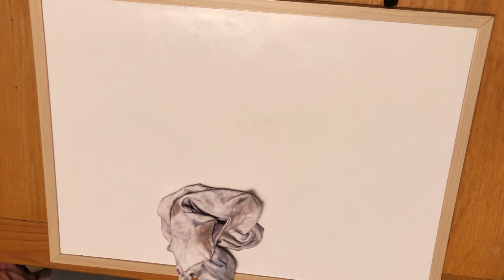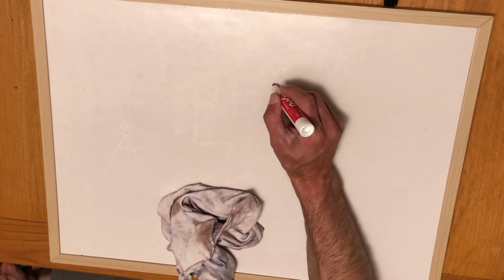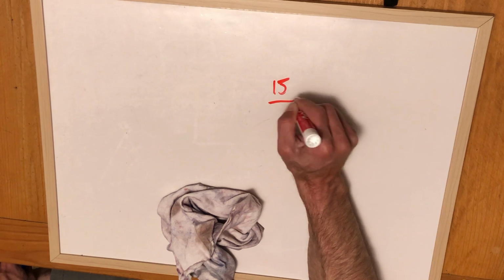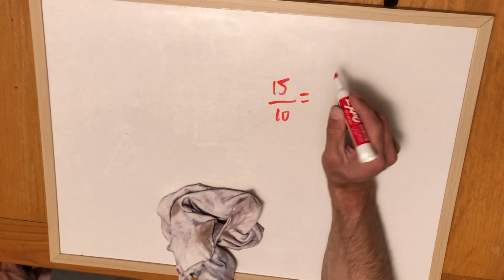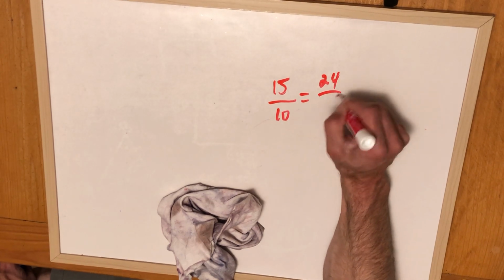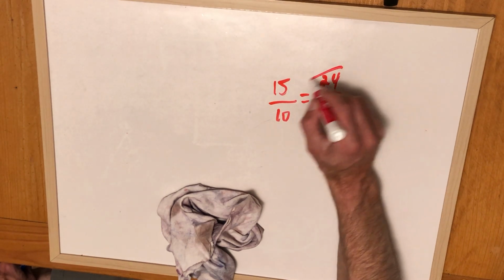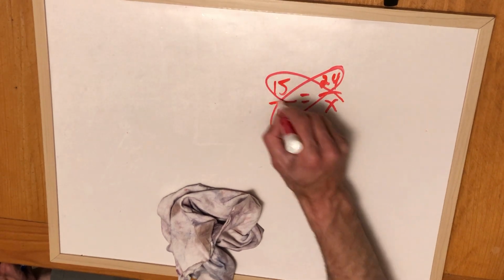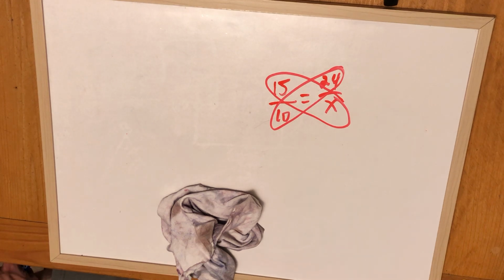For number 15, once again, 15 over 10 equals, wants to know the perimeter of triangle A, B, C. All right, so what I would do is this. I would say 15 over 10 equals 24 over x to solve for x. So you're going to get 240 equals 15x. Once you find x, add all the sides together.